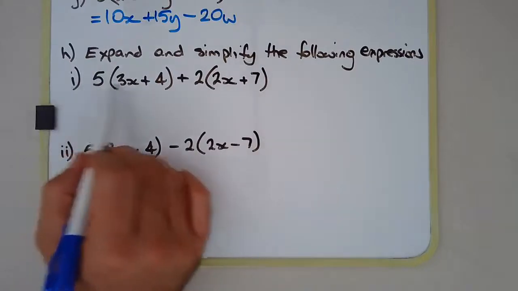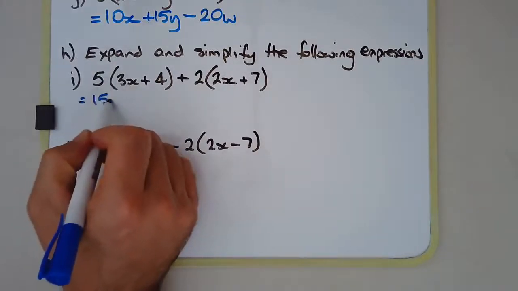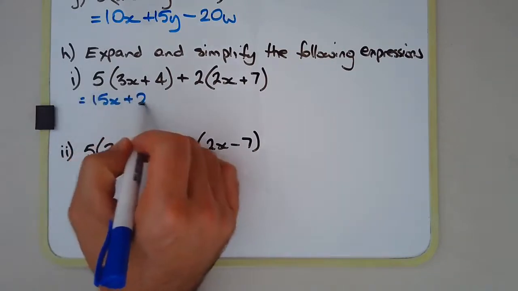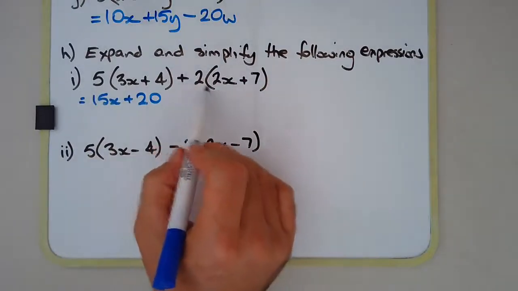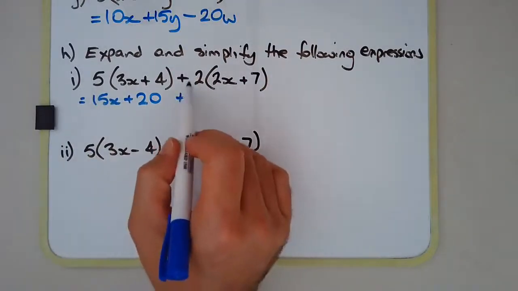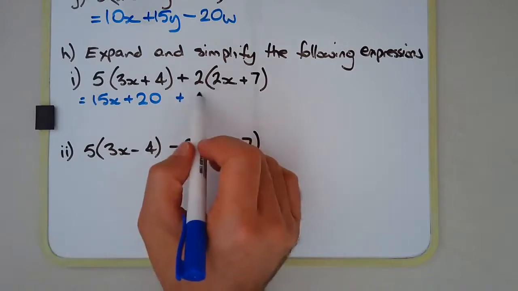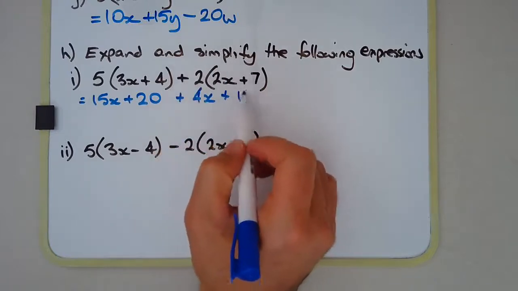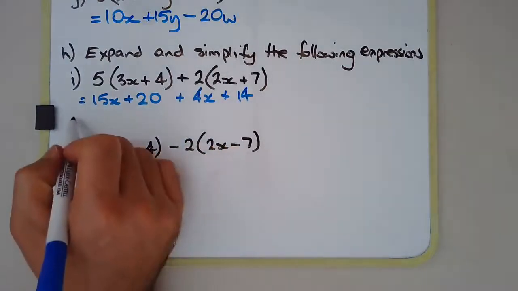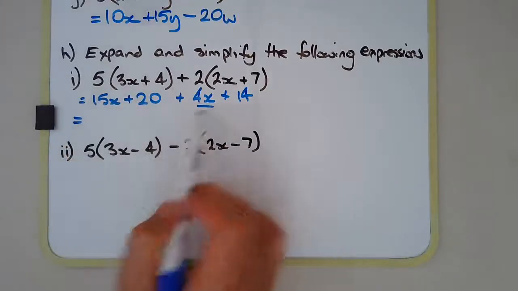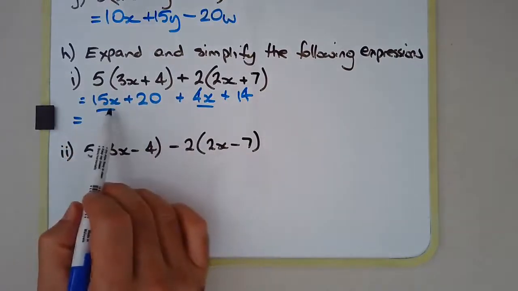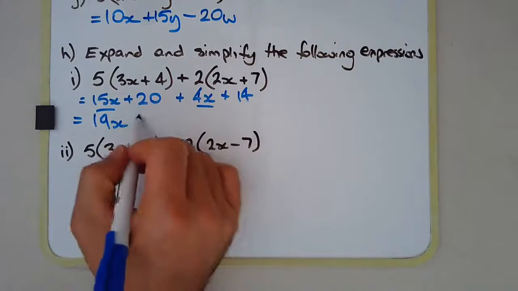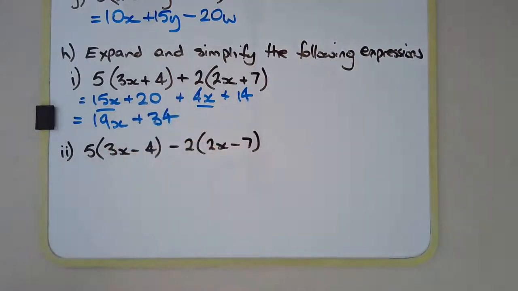So 5 times 3x is equal to 15x. 5 times positive 4 is positive 20, plus 2 times 2x, so positive 2 times positive 2x is 4x. Positive 2 times positive 7 is plus 14. Now we can collect the like terms, so you notice that there are 2 terms that involve an x. So 15x plus 4x is 19x, and 20 plus 14 is 34.